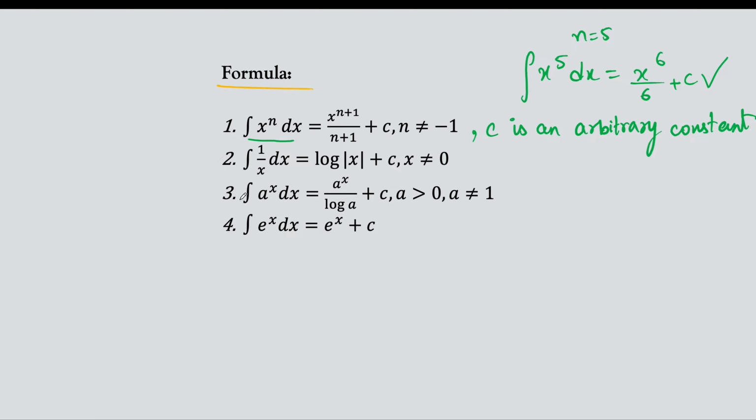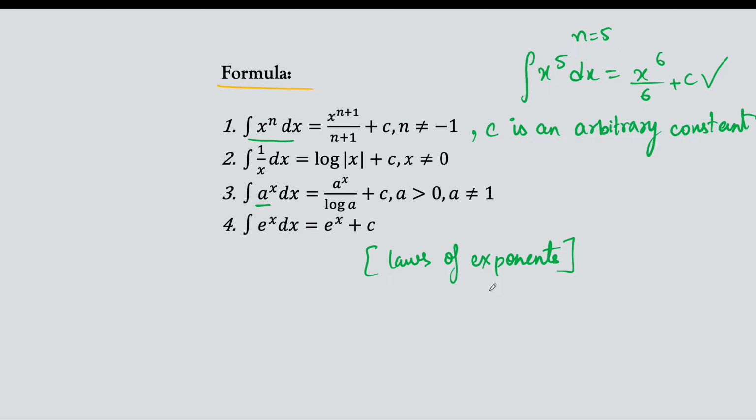Then there is one more formula, the integral of a to the power x dx, which equals a to the power x upon log a plus c, where a is some constant and x is a variable. Then we have the integral of e to the power x dx, which equals e to the power x plus c. One more thing, for this chapter you need some of the laws of exponents. If anyone doesn't remember, please open your class 11th book and revise the laws of exponents once, because they will be applicable here.